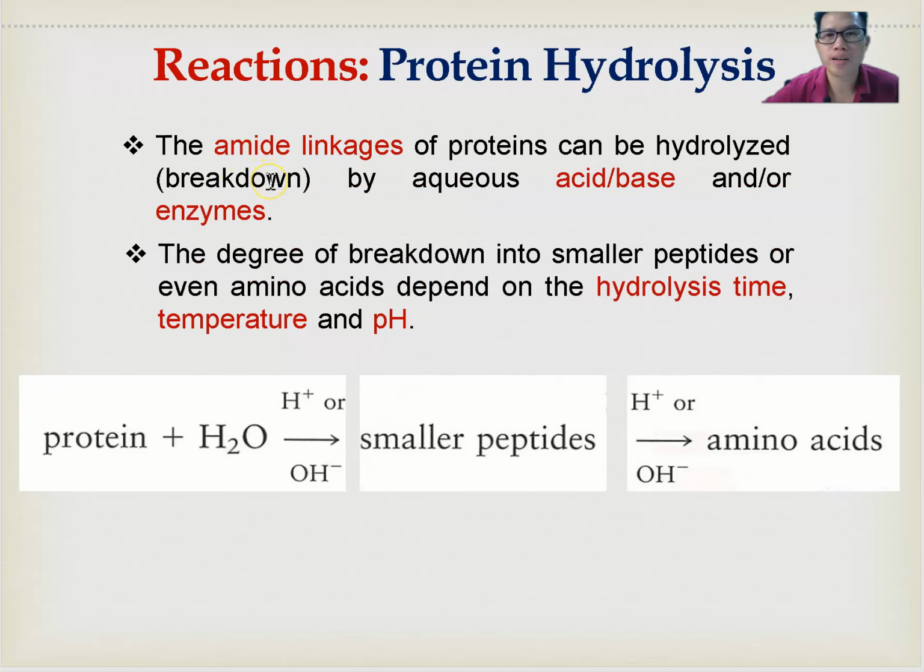Hydrolysis is when you break the amino acids. How do you break it? You can use acid or base, or you can use enzyme to break the peptide bond. The more time you give to hydrolyze, the more you break, and this leads to the formation of smaller peptides. Of course, the temperature and the pH can affect it as well. The higher temperature and the more extreme acidic pH can lead to a higher degree of breakdown of the peptide bonds.